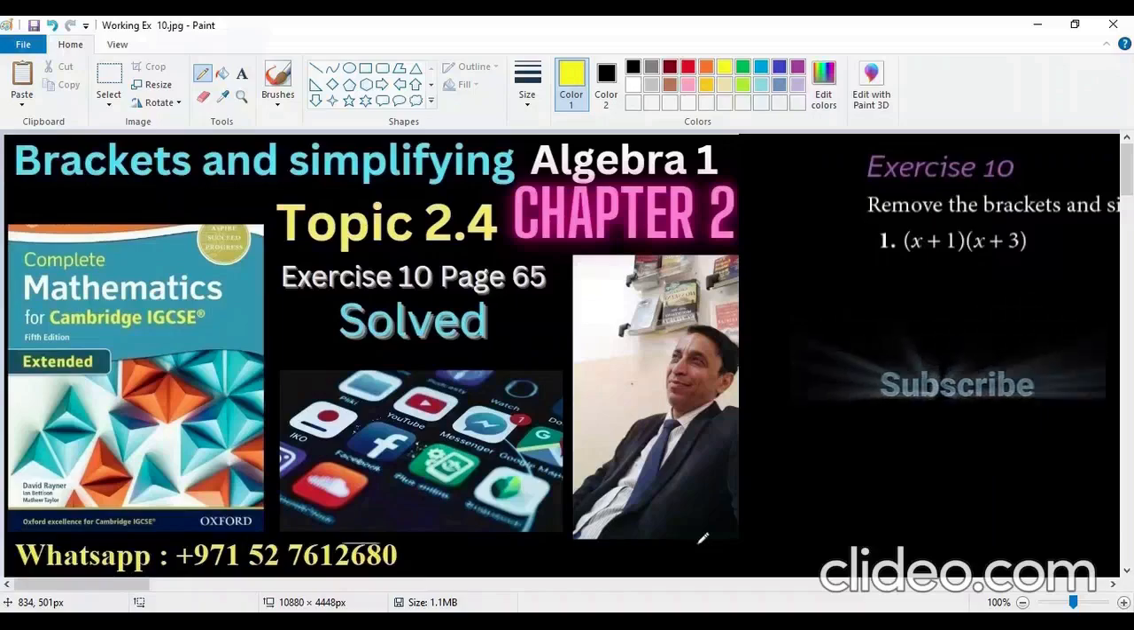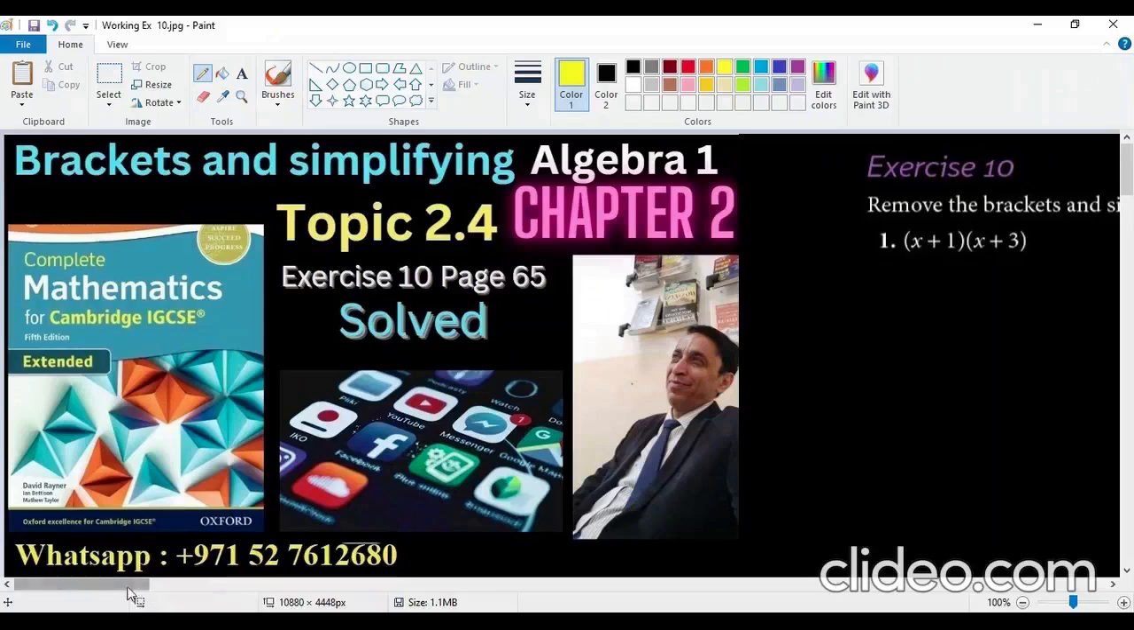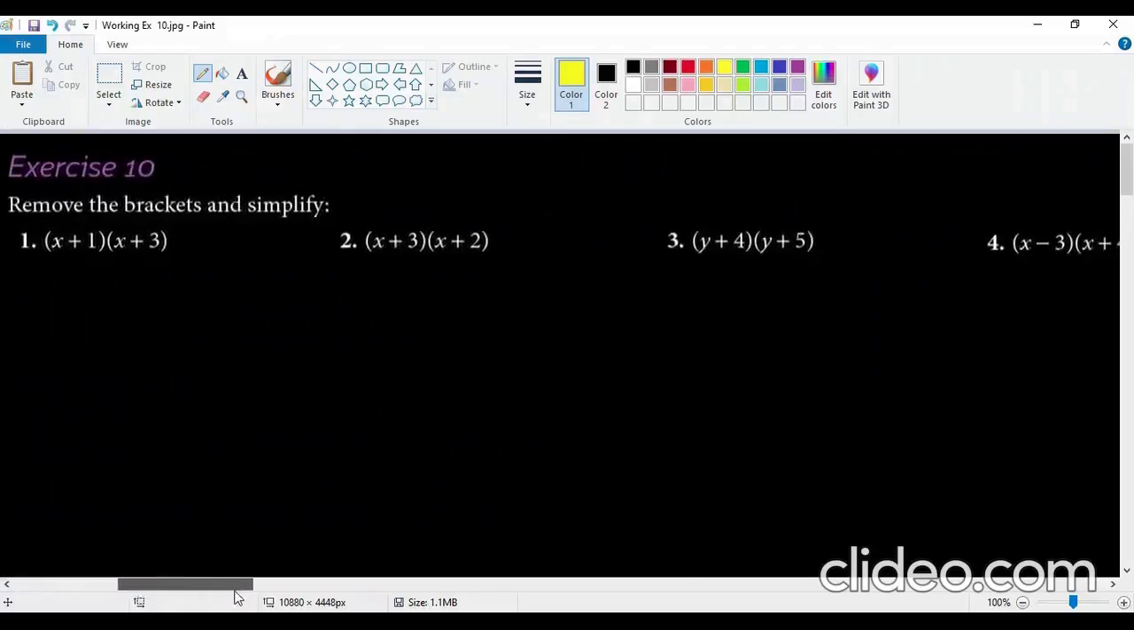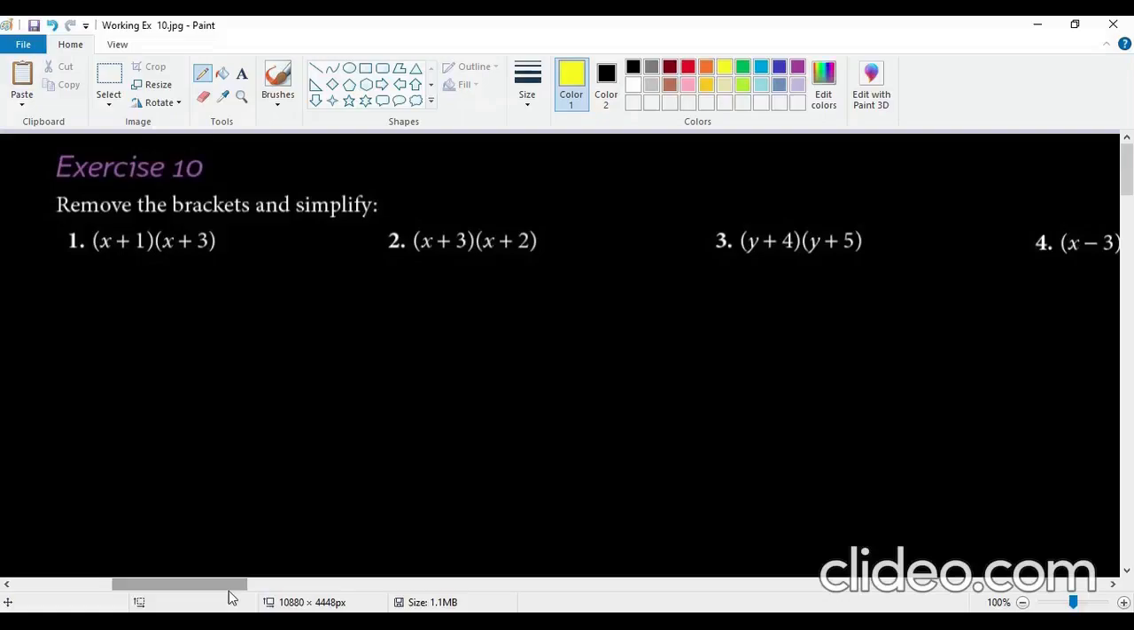I'm going straight to solving question number 1. In question number 1, we need to multiply two brackets or simplify. And before I go ahead, I would like to explain how it's being done. First of all, we take this x over here and we multiply with the whole of x plus 3.